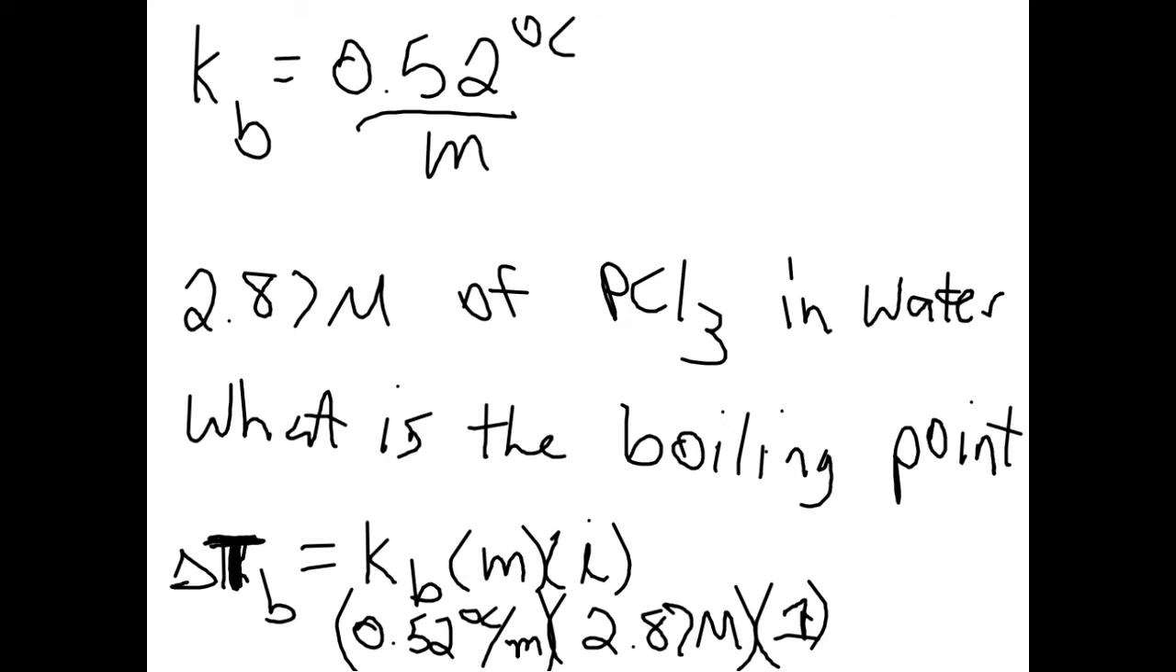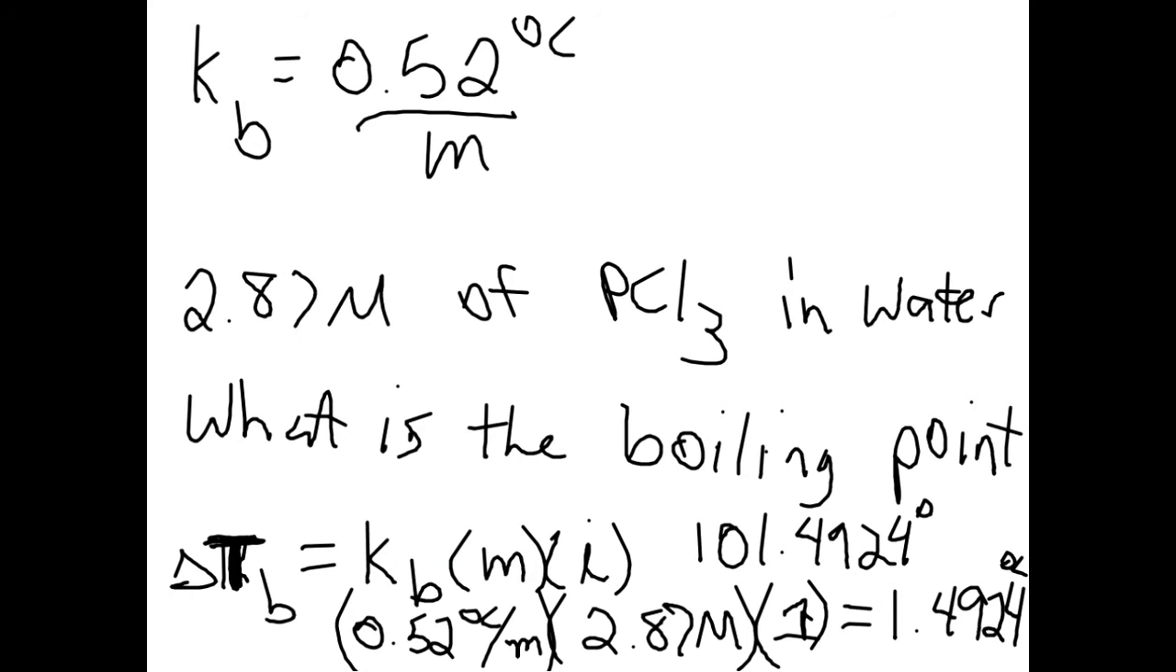Okay. So this is a covalent molecule. What is the boiling temperature? What is the change in the boiling temperature? 1 point what? So the new boiling temperature is 101.4924 degrees Celsius.